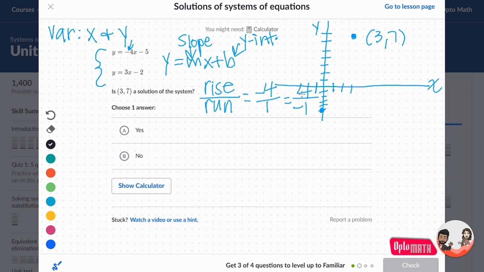Here, let's erase some so we can do our graph here. Okay. So if we go up 4, 1, 2, 3, 4, and go over 1, that gives us another point. And if we connect those, you only need 2 points to draw a line. Just look at your arm. Make it straight.